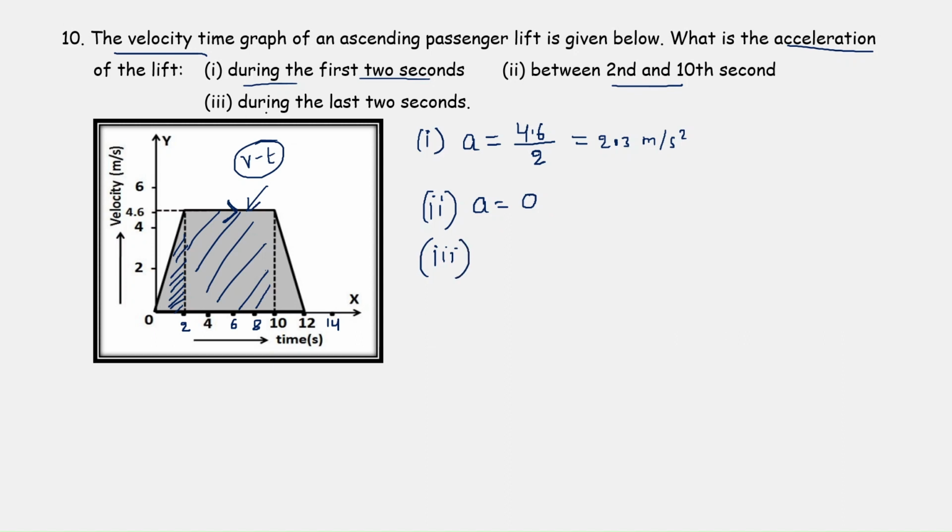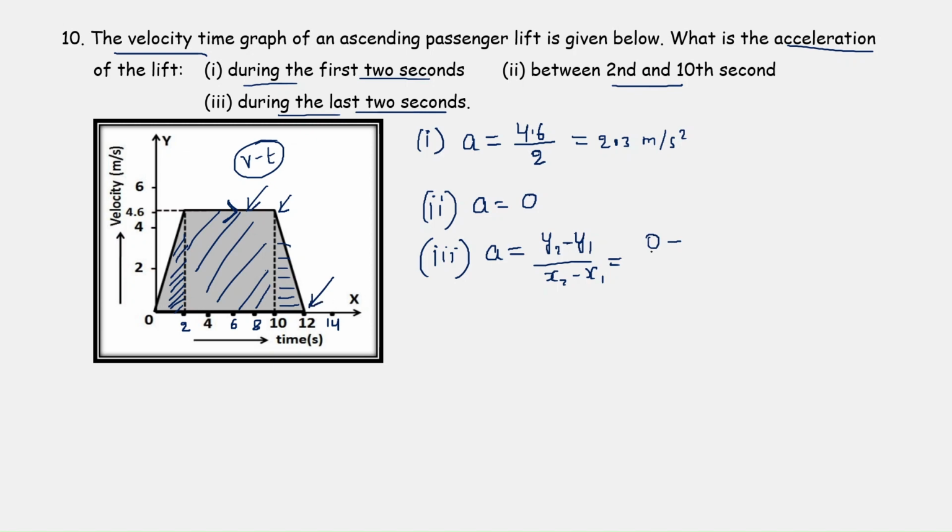The third case, during the last 2 seconds. Okay, so the last 2 seconds is from 10 to 12 seconds. So here also, if you find the total y2 minus y1, let us consider y2 is 4.6, and okay, so it should not be 4.6. Let us consider here, very important. Let me write y2 minus y1 by x2 minus x1. Observe carefully. Here the y2 value, see, it is coming downward, right? The graph is coming downward. So the y2 value will be 0 minus, because it is reaching the x-axis at the end.